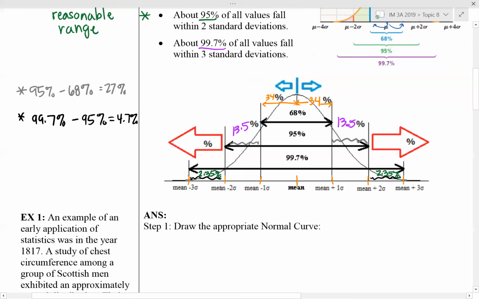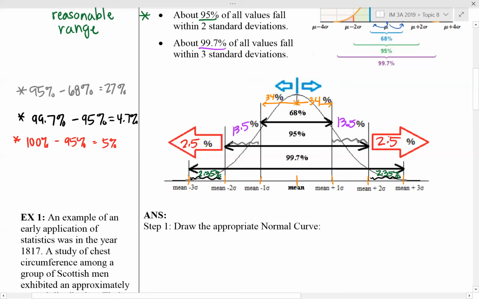A number that's used more is past 2 standard deviations. That would represent 100%. So if I'm doing the same thing, but I'm doing 100% minus the 95%, that gives us 5%, which means that both of the red arrows represent 5% of the data, so they'll each be 2.5% of the data.